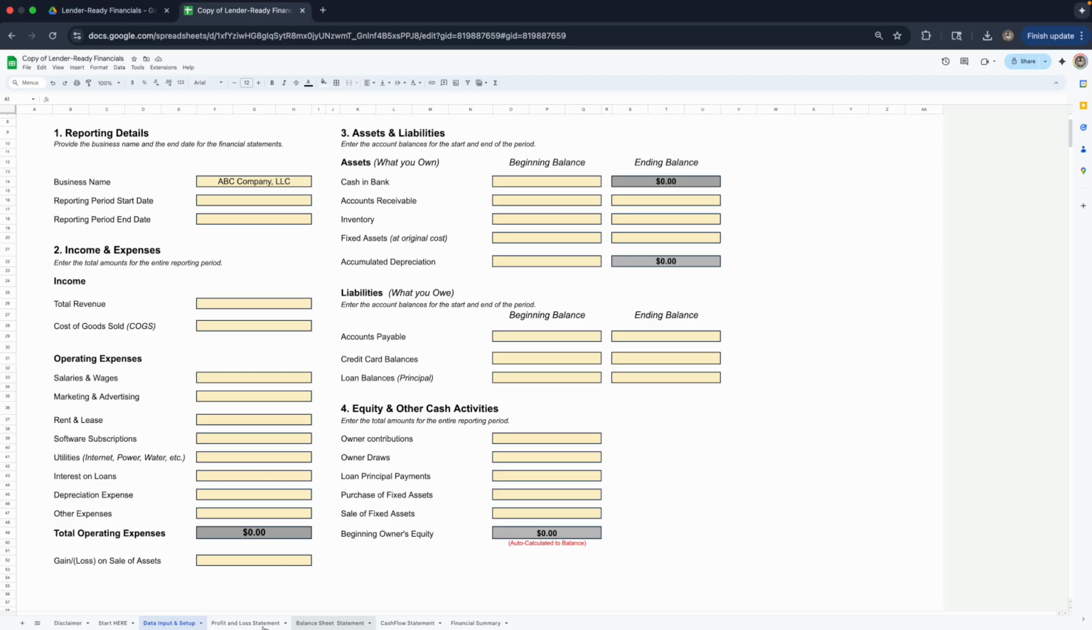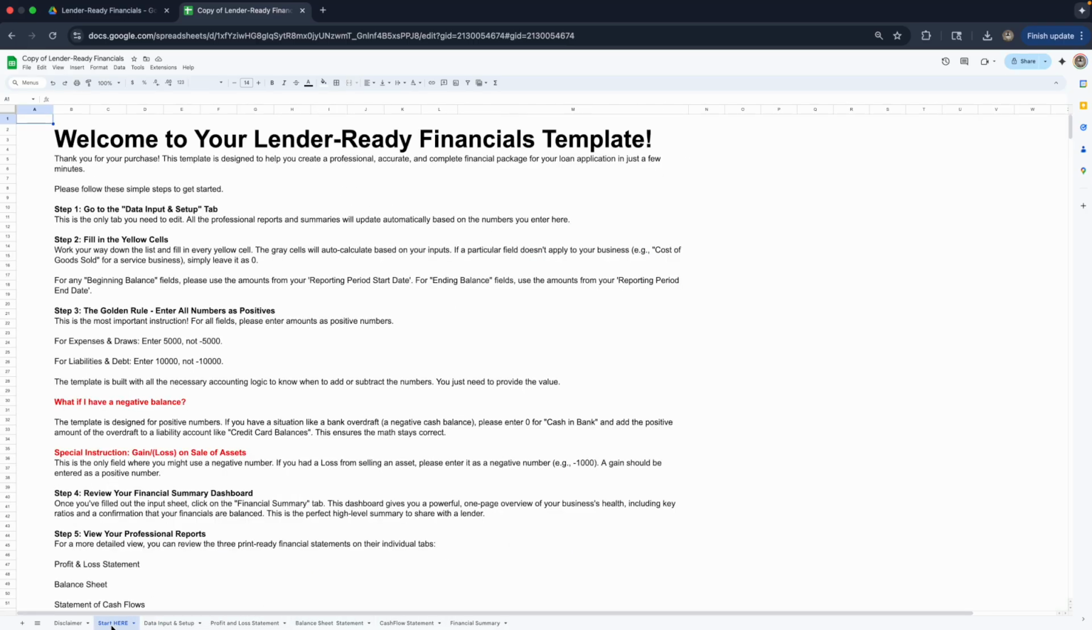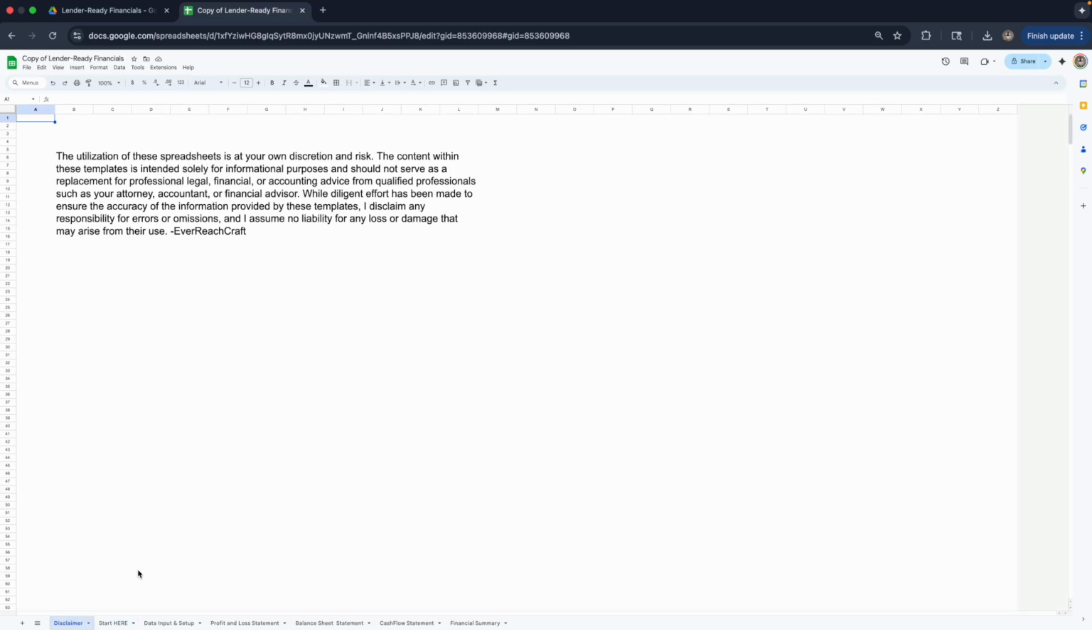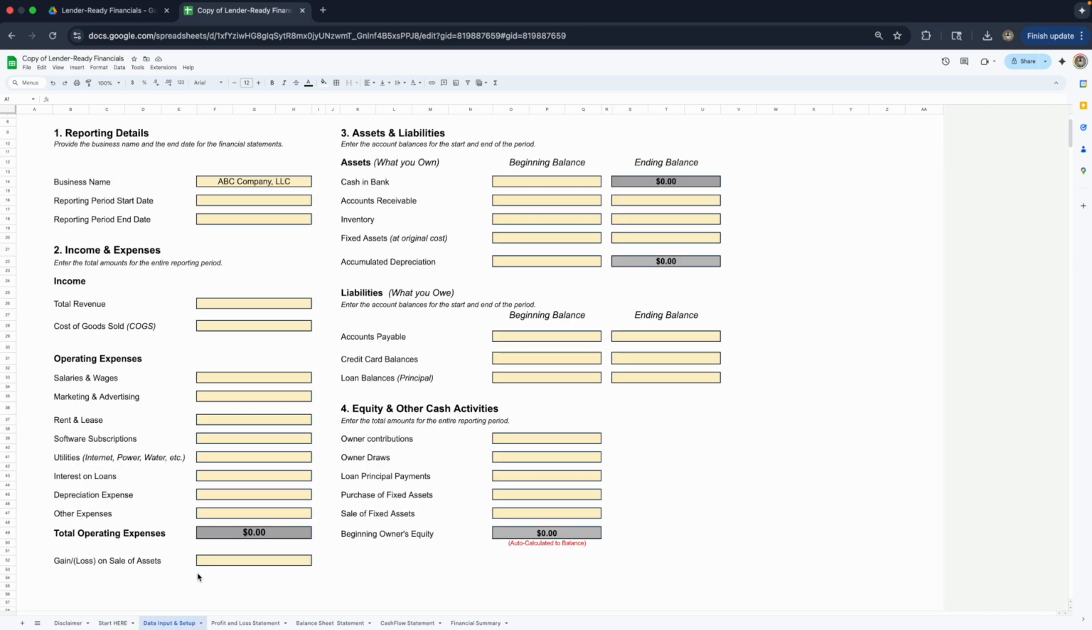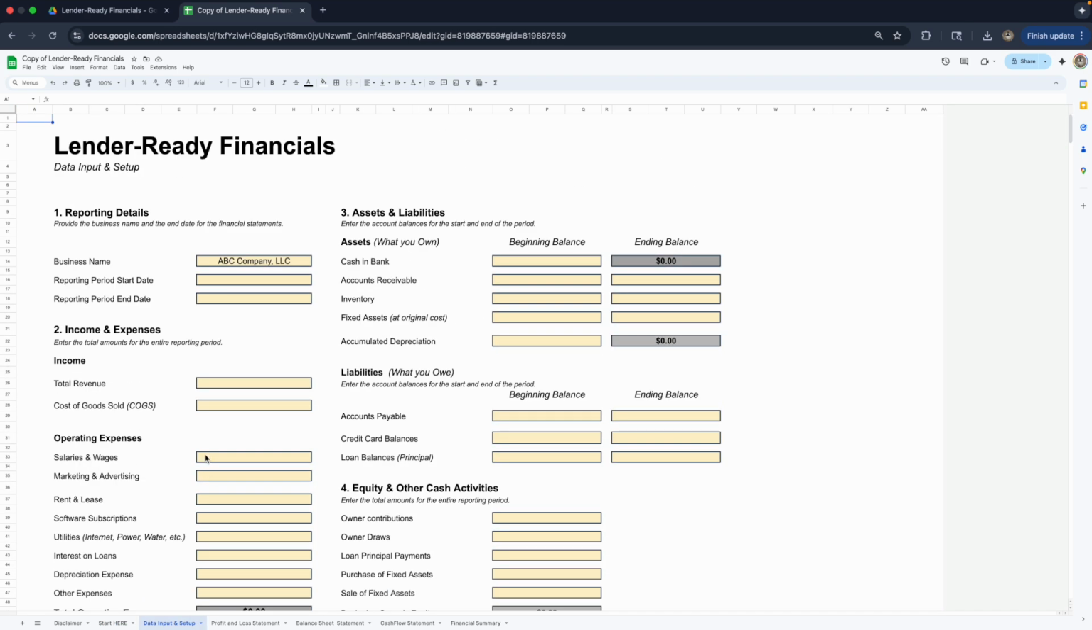All right. If you purchase this item, you get 6 tabs. I also have a disclaimer here, so make sure you use this at your own discretion. This start tab is basically instructions for you to read through on how to input your information. After you read through that, you can go to data input and setup. Here's where you input all your data into the yellow cells.